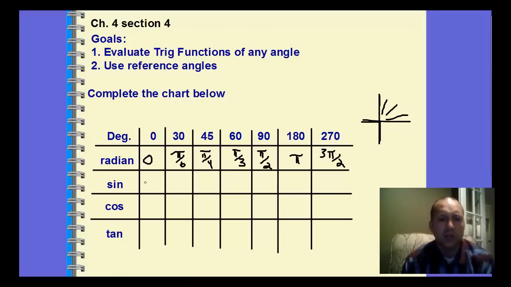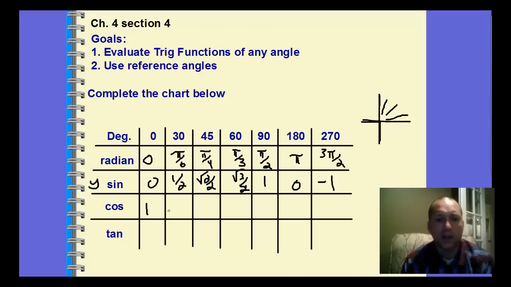So the sine, now hopefully recall that sine are our y values in the unit circle. So at 0 degrees, we're at 0. At 30, we're at 1/2. At 45, we're at root 2 over 2. At 60, we're at root 3 over 2. At 90, we're at 1. 180, we're at 0. And at 270, we're at -1, going down.